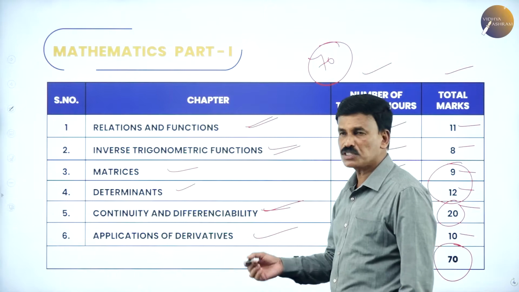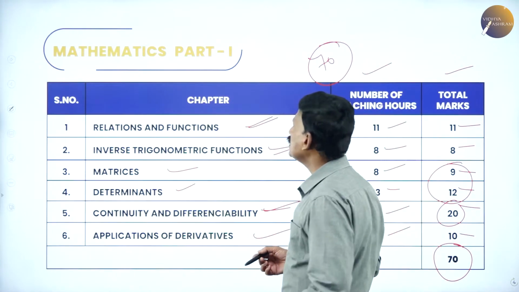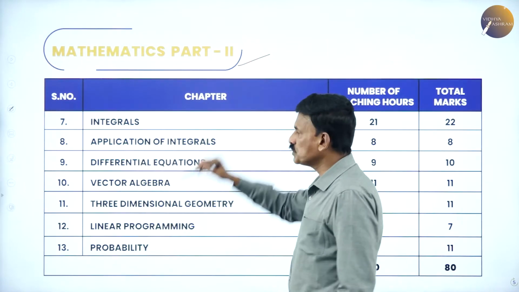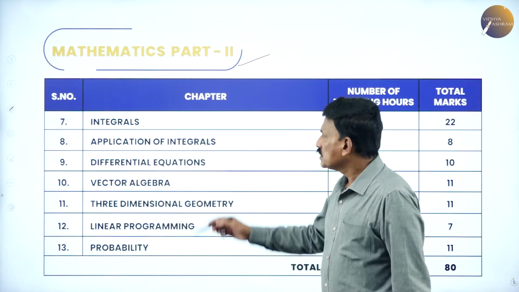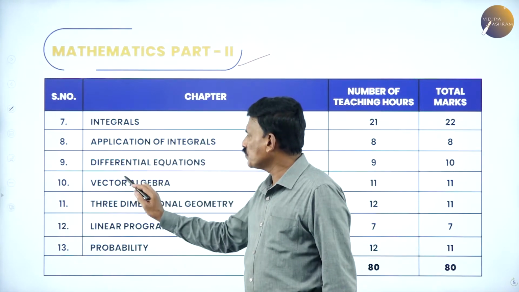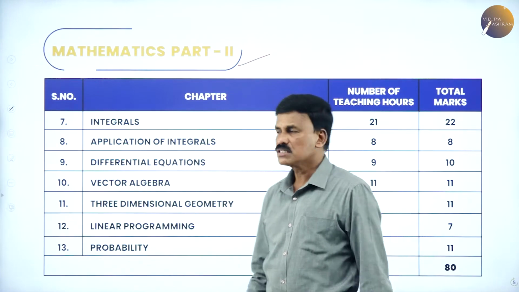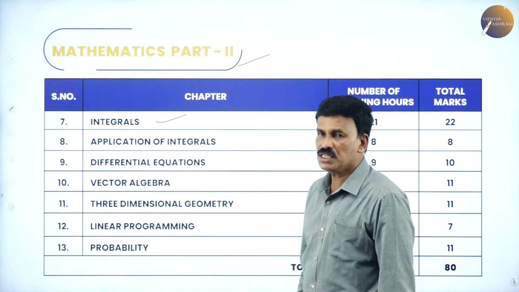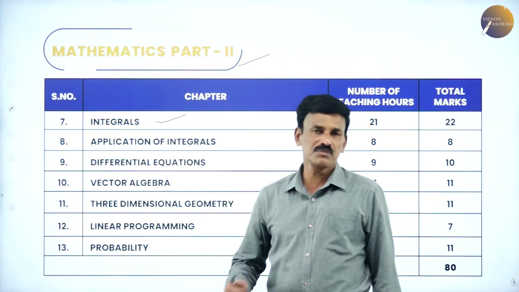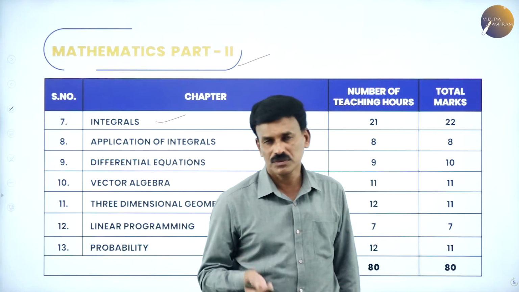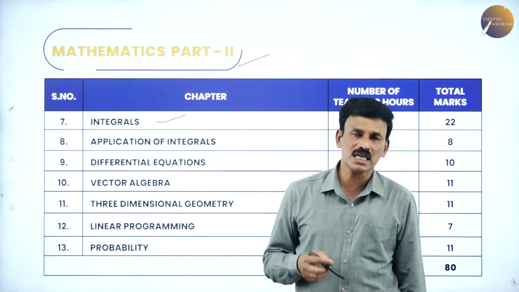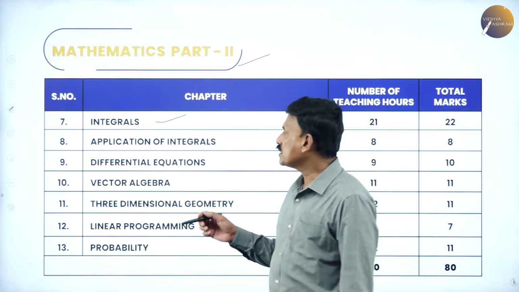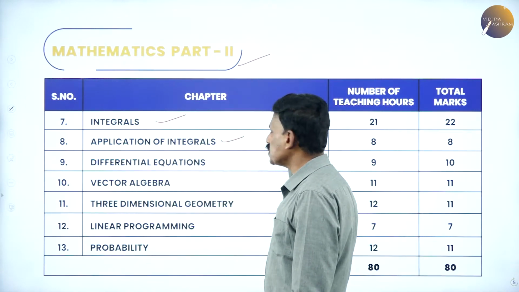Now let us come to part B, the second part, volume 2. In part 2 there are 7 chapters: 1, 2, 3, 4, 5, 6, 7 chapters. The first chapter is integral calculus, integrals. So here we are going to study different types of integrations, that is indefinite integrals as well as definite integrals. Then we are going to study the application of integrals.